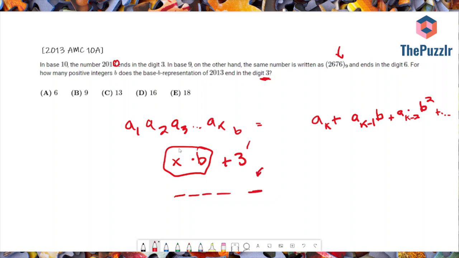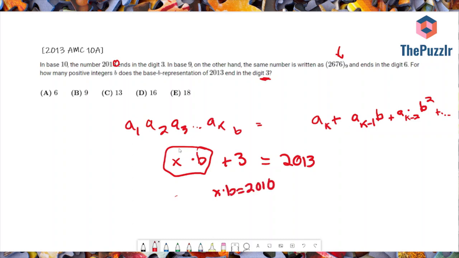And that last digit is going to equal 3. So that last digit right here is equal to 3. So what does that mean? That means that x times b plus 3 is equal to 2013, since we want the last digit to equal 3. So x times b equals 2010.